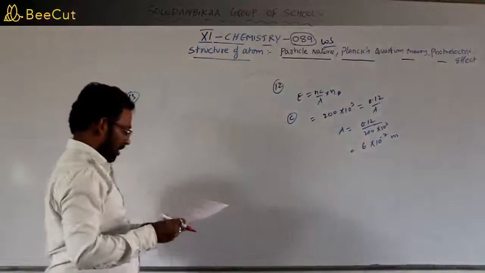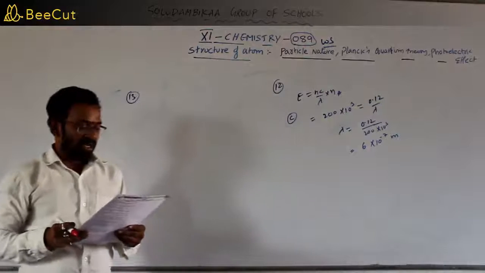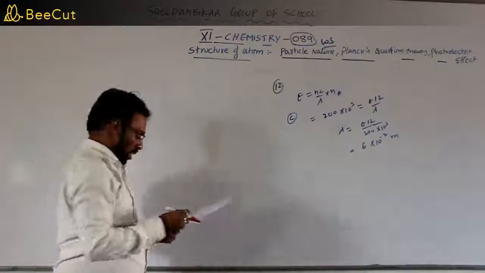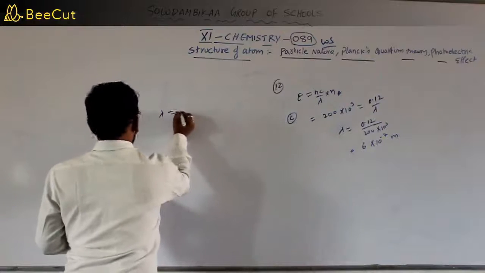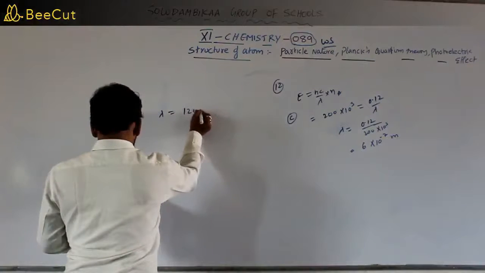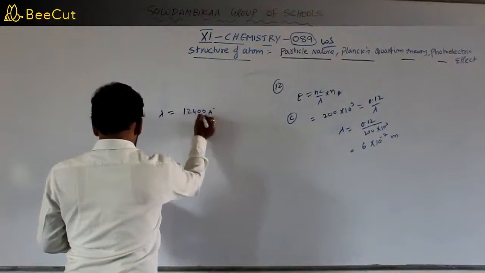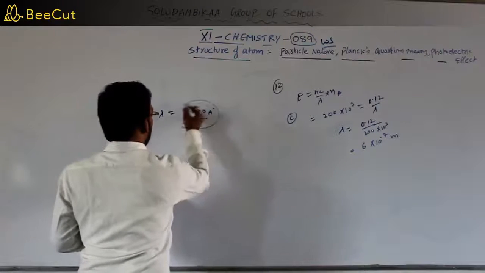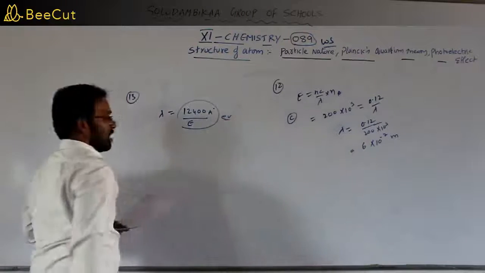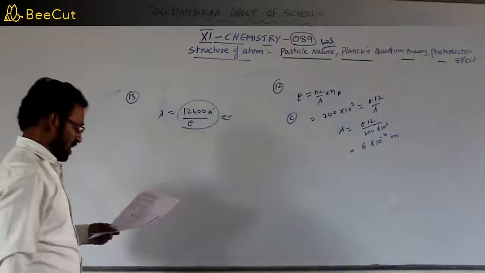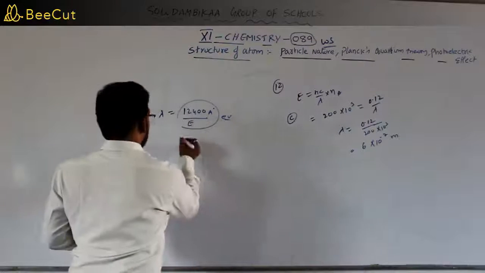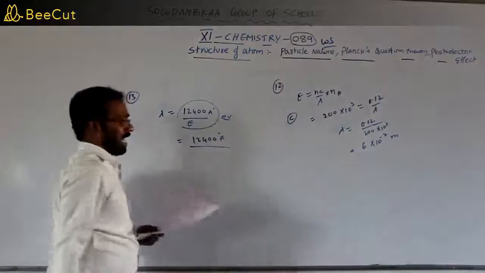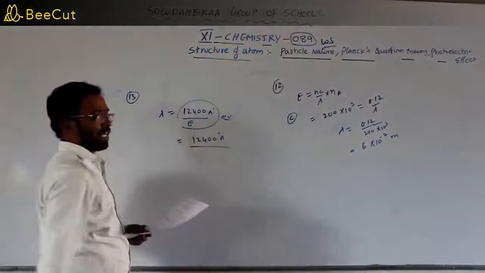Question number 13. The wavelength of a photon having energy 1 electron volt will be. Here the formula to be used is lambda is equal to 12400 angstroms divided by energy, with the energy in electron volts, given by Einstein's equation. So we will get the answer 12400 angstroms, because the E value is given as 1 electron volt.